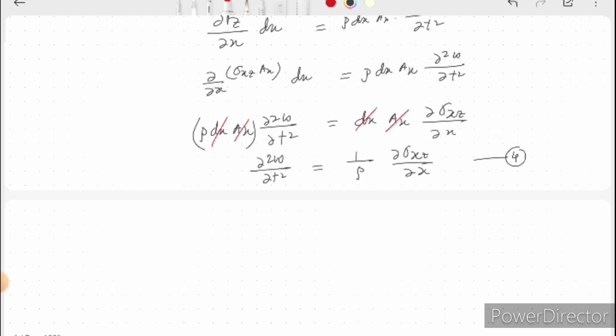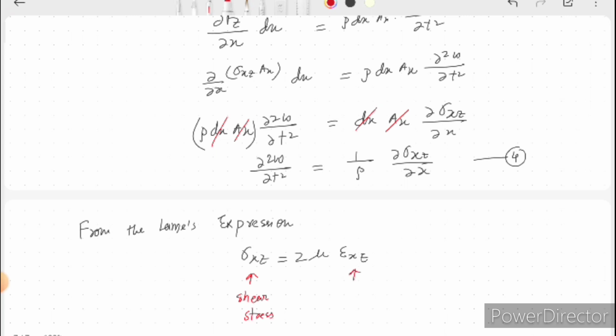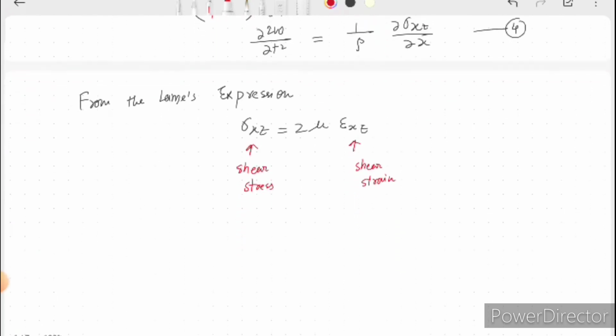Now from the Lame expressions, sigma xz is equal to 2 mu epsilon xz. Here sigma xz is called the shear stress and epsilon xz is called the shear strain. This is equation number 5.